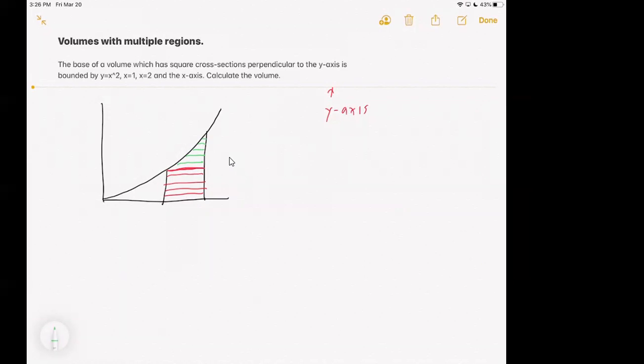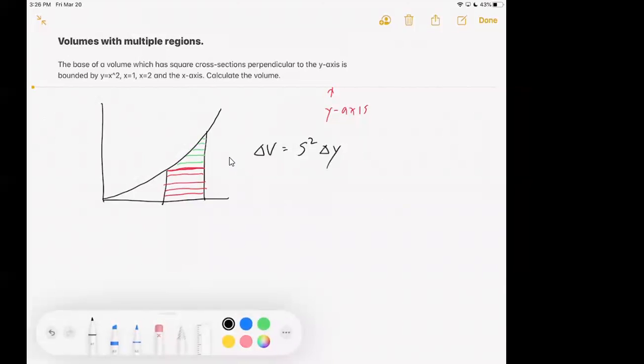So let us figure out what the volume would be for each region. Okay, so first of all, we know that we're dealing with square cross sections. So it's always good to write what a volume element would be. So that would be s squared times, in this case, since they are horizontal slices, it will be delta y. So let's go to region 1. We'll do the red region first, and that will be region 1.